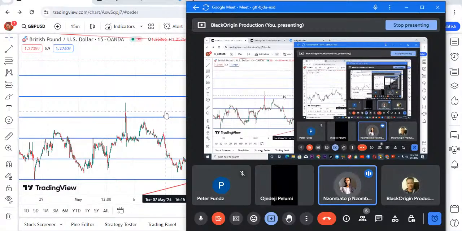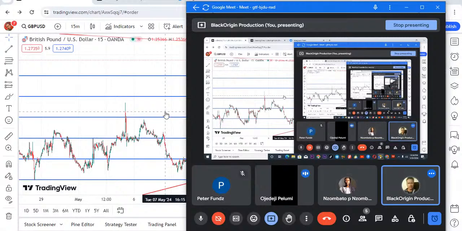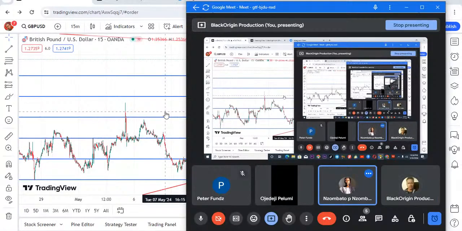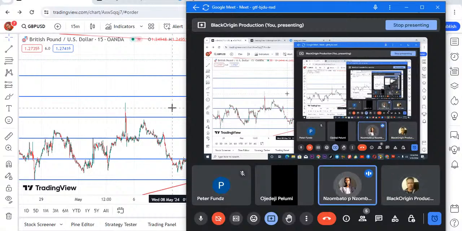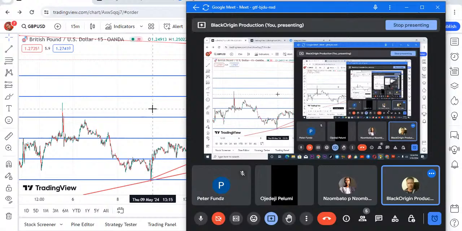All right, but make sure you don't throw away SMC. Make SMC an added confluence for yourself. Don't throw it away, like your order block, liquidity, fair value gap. They are very, very important, so don't throw them away.